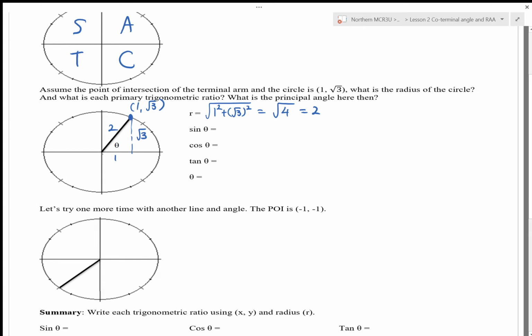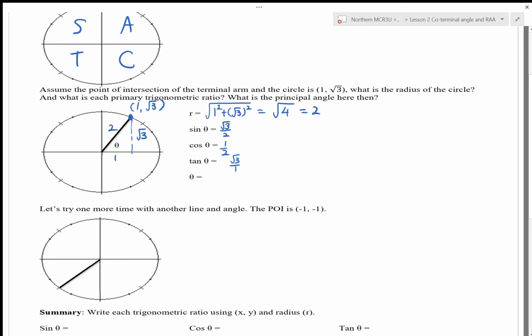Now, using this triangle, we're going to find out what the sine theta ratio is. We're not looking for the angle for now, just the sine ratio for this angle. It's opposite over adjacent, sorry, opposite over hypotenuse. So it is square root of 3 over 2. Cosine is then 1 over 2, since it's adjacent over hypotenuse. Then the tangent is opposite over adjacent, so this is square root of 3 over 1.